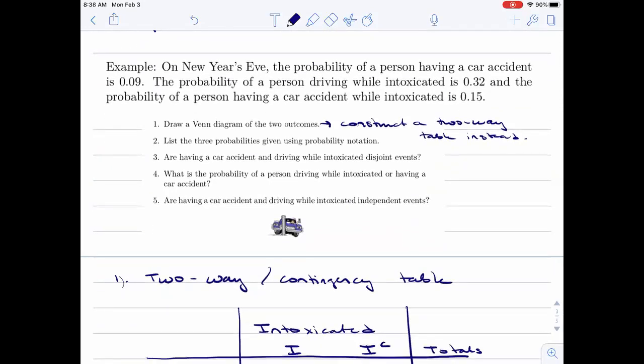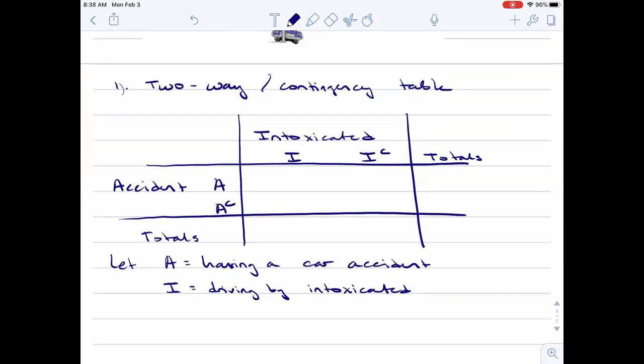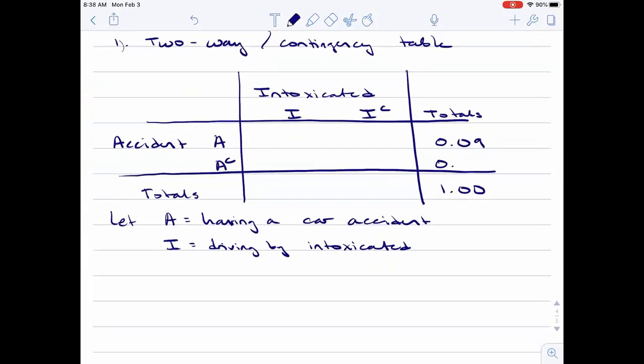So the probability of a person having a car accident is 0.09. That doesn't matter if you are driving while intoxicated or not, the total probability is 0.09. And we said all probabilities have to add to 1, right? So the grand total probability here must be 1. So the probability of not having an accident must be 0.91. I'll check. Almost flubbed it.